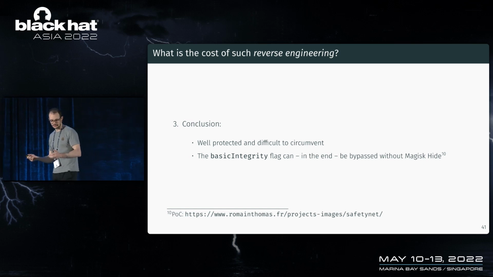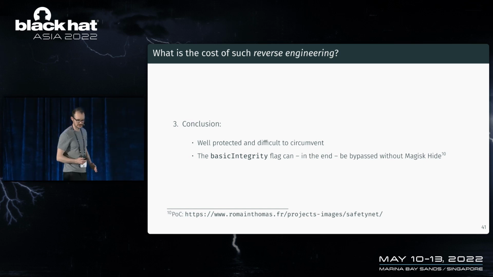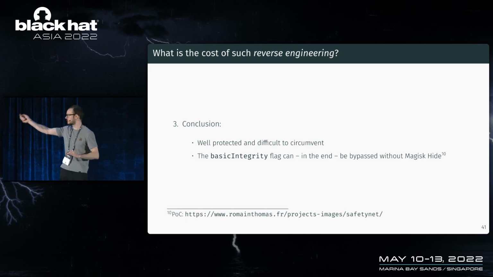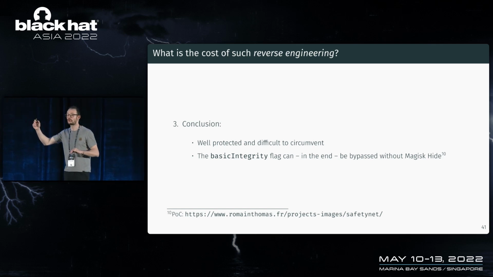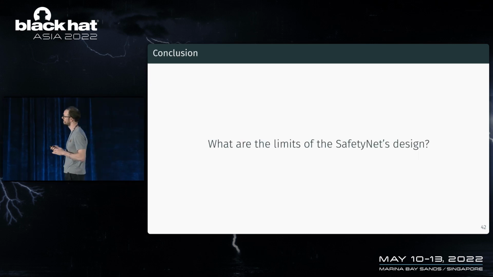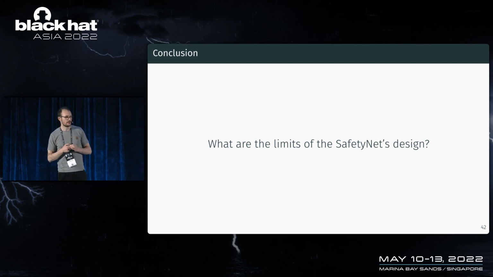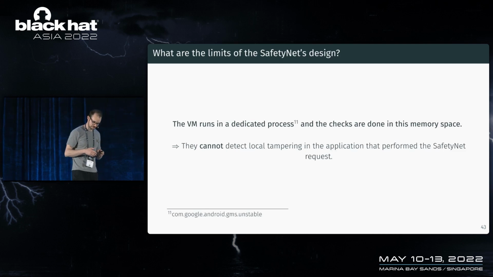So SafetyNet is well designed, well protected, and it's difficult to reverse. But I managed to bypass the basic integrity flag without Magisk Hide. Regarding the CTS profile, it involves the bootloader status, and it was out of scope of my research. But now, what are the limits of the design of SafetyNet?